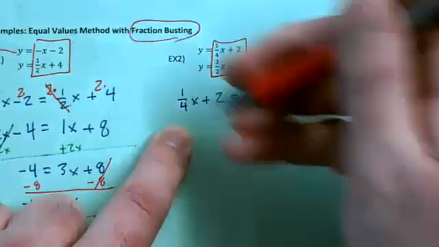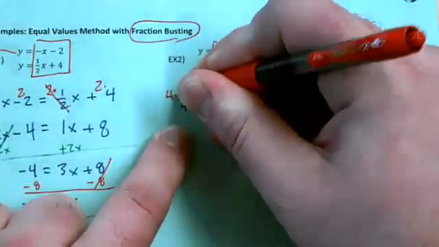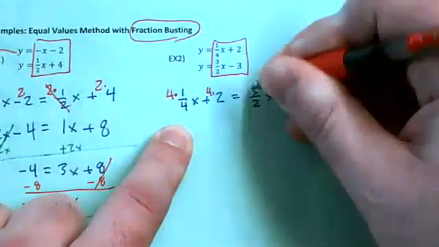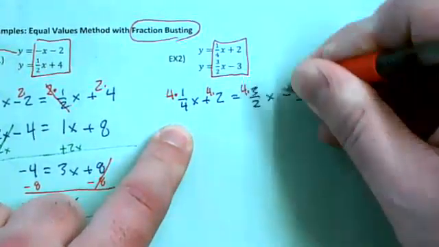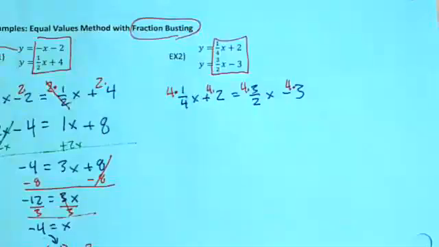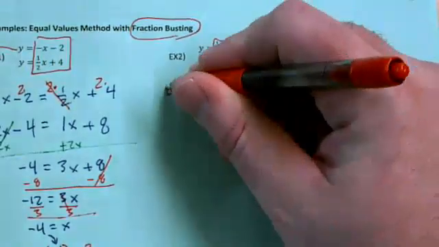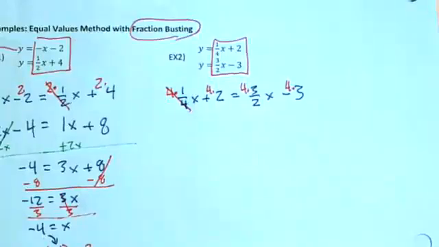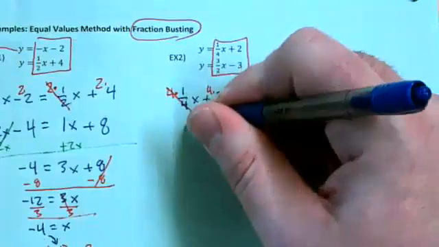4 is bigger, so I'm going to fraction bust. I'm going to multiply everything in my equation by 4. And a lot of the times, even though it doesn't match all of your denominators, this is going to end up busting all of your fractions in one step. So this 4 and this 4 match, so they cancel, so that fraction is busted. That's just a 1x now.